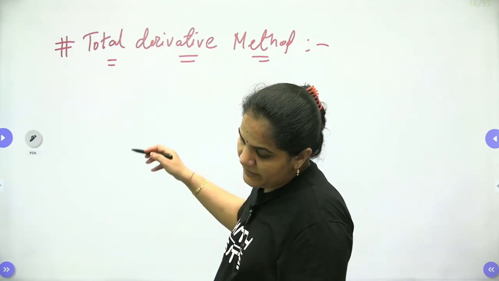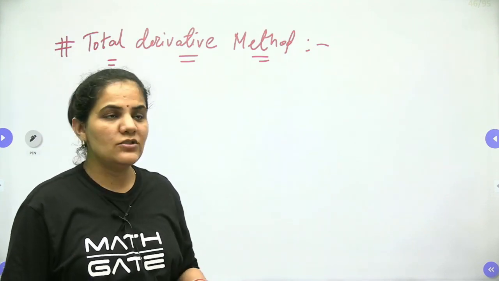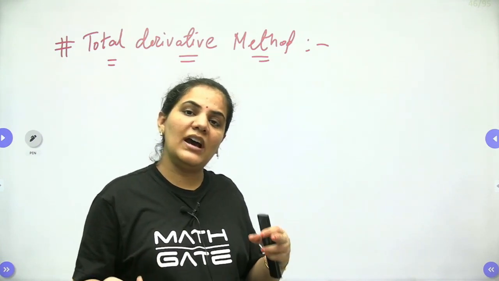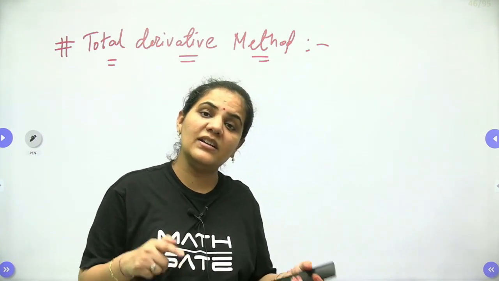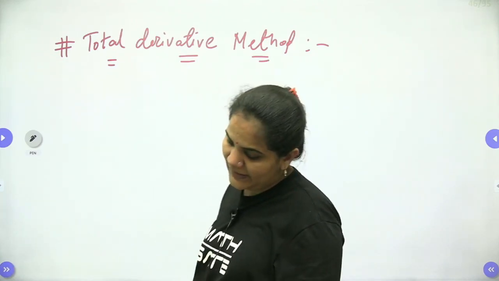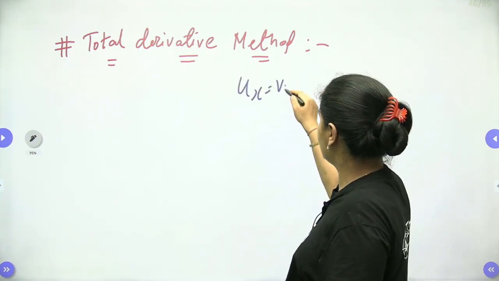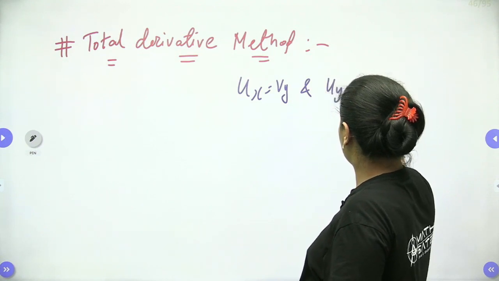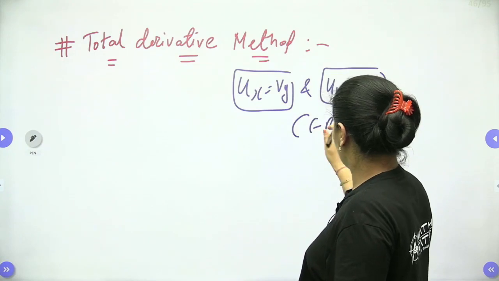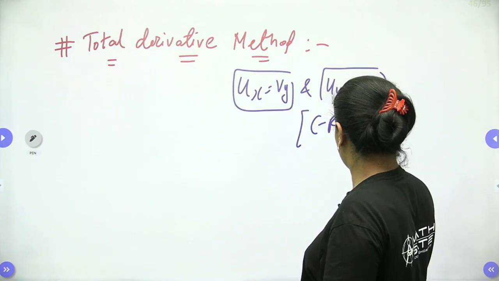Let me write it down here. In this method, we try to find the harmonic conjugate. In the total derivative method, if u is given, we find its harmonic conjugate v, or if v is given, we find its harmonic conjugate u, by using the total derivative method and the CR equations as follows. For the CR equations, we know that ux = vy and uy = -vx. This is the Cauchy-Riemann equation, dear students.